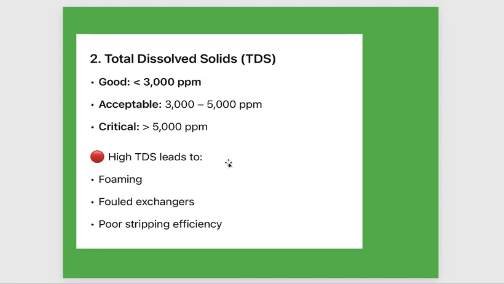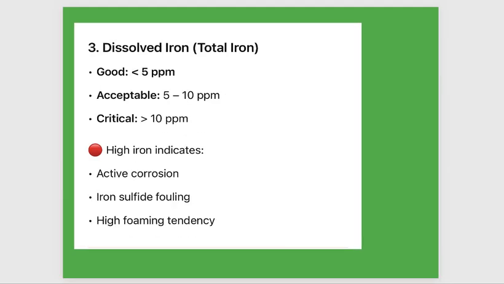Okay, the total dissolved solid, TDS. It will be good if you are lower than 3000 ppm, acceptable between 3000 and 5000 ppm, critical if you go more than 5000 ppm. High TDS leads to foaming, fouled exchangers, poor stripping efficiency. Okay, you have to keep that in your mind all the time.